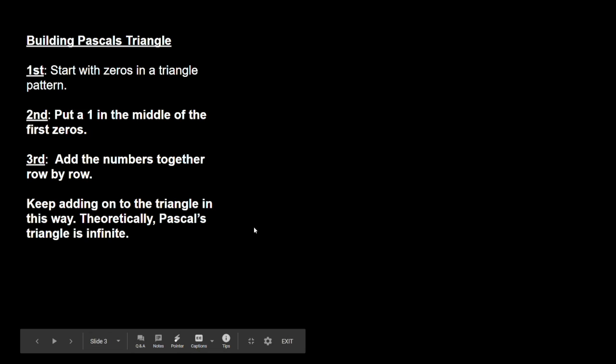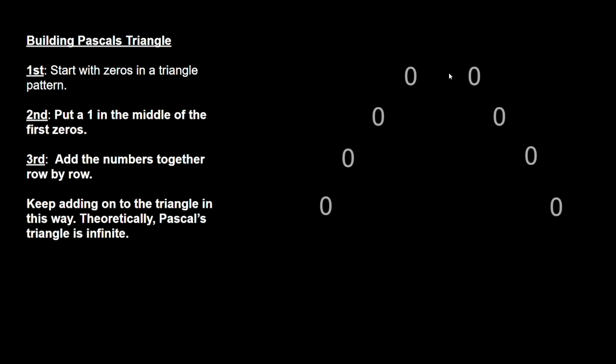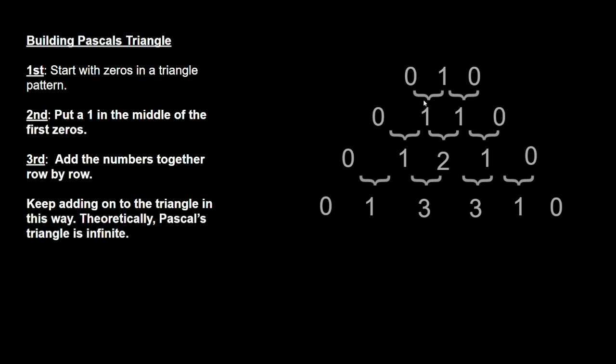To build Pascal's triangle, you're going to start with zeros in a triangle pattern. So we've got this right here, and then you're going to put a 1 in the middle of the first two zeros, like so. And then you're going to add the numbers together row by row. 0 plus 1 is 1, 1 plus 0 is 1, 0 plus 1 is 1, 1 plus 1 is 2, 1 plus 0 is 1, 0 plus 1 is 1, 1 plus 2 is 3, 2 plus 1 is 3, and then 1 plus 0 is 1. And I'm sure you get the idea by now.